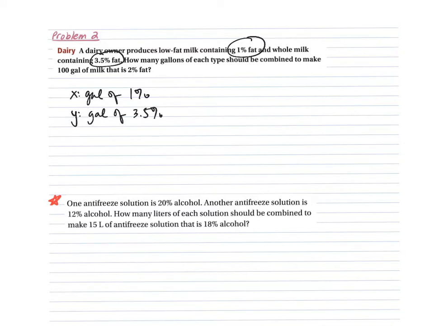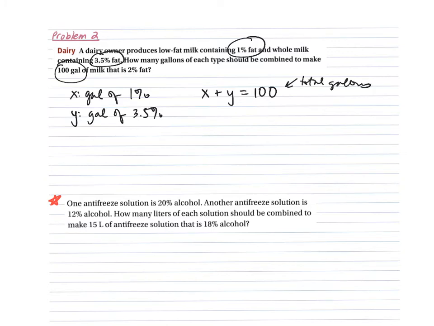Okay, and together we want 100 gallons of milk. So we have to have x plus y equaling 100. Okay, and so this is our total gallons, right?